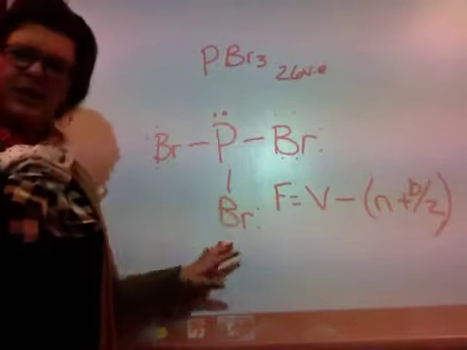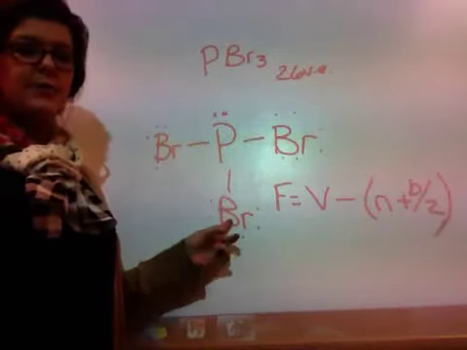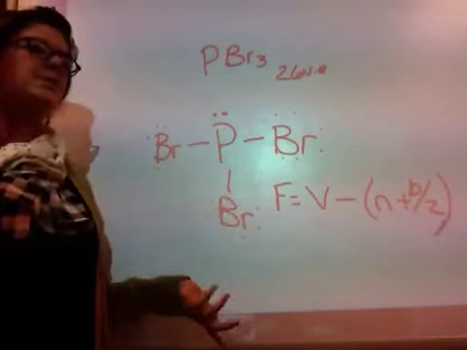So if I'm just looking here as an example for bromine, I see that I have 2 electrons that are in a bond here for bromine. So I would say that B for this one was 2.